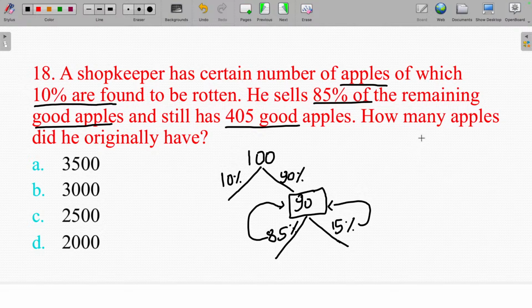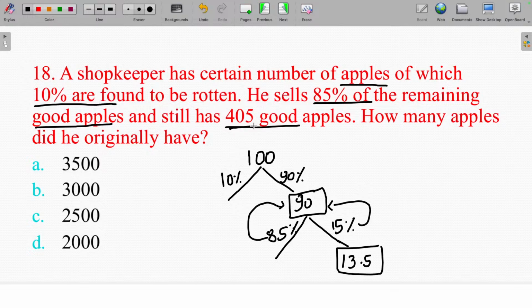See, always 100 is the base number. 85% sold means the remaining 15% you have. Is it clear? Yes, sir. Now what is 15% of 90? I need to calculate that. 10% is 9, 5% is 4.5. 9 plus 4.5 is 13.5. Yes, sir. The apples remaining are 13.5.